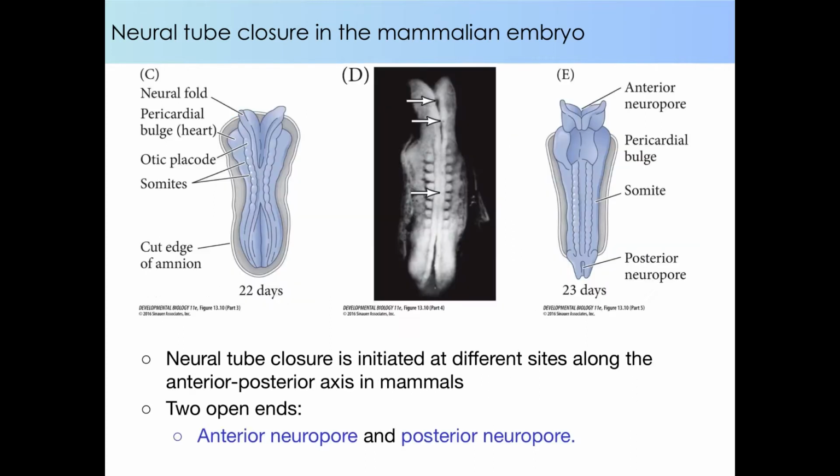As I mentioned near the beginning of this lecture, the portions of the neural tube that close last are the most anterior and the most posterior regions. And these 2 open ends are known as the anterior neuropore and the posterior neuropore. And you can see them in this developing human embryo. Take a look at the following videos to see what the process of neural tube closure looks like in the mouse embryo.